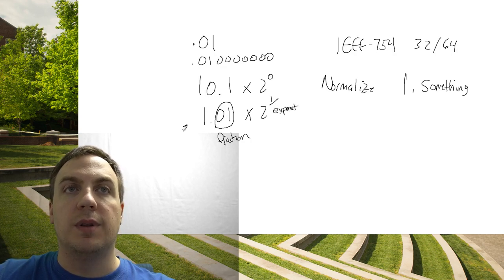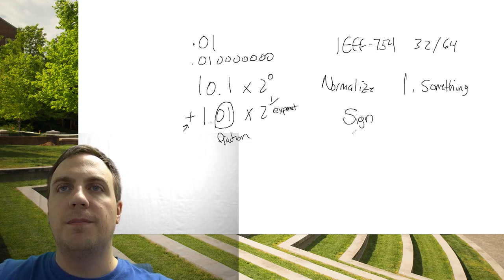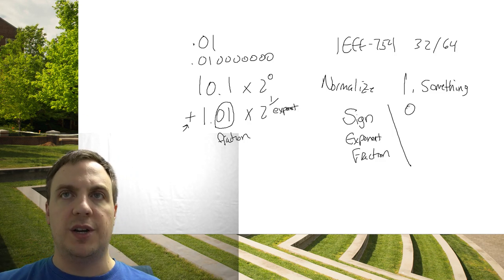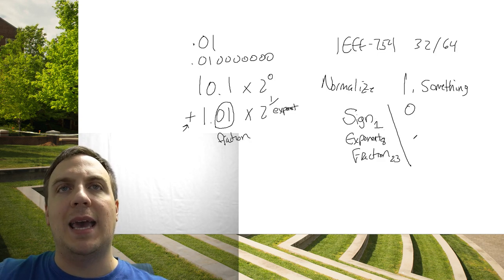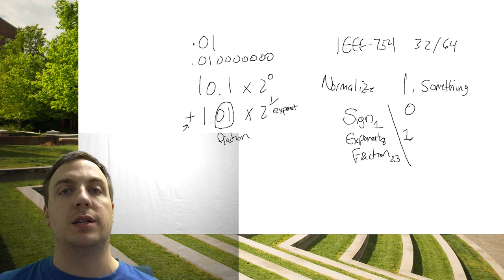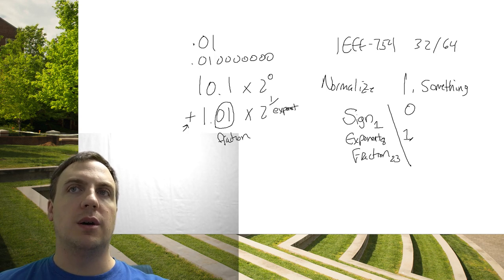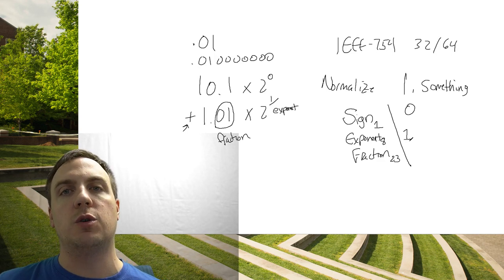And what is our sign? The sign is positive, so that's going to be 0. Let's write this out. Our sign is going to be 0. Remember, that's the first thing that comes in this 32-bit number. Our exponent, I'm just going to write the number of bits each one of these is. The exponent is 8 bits, and our exponent is going to be 1. However, there is something called a bias in here. This is an unsigned number, so that means we can't have negative numbers. And so what they do is they subtract 127.